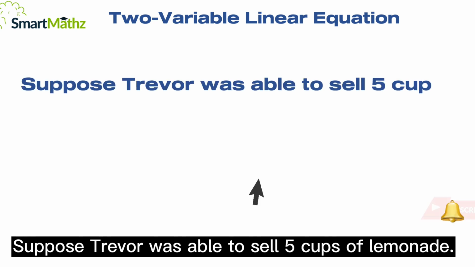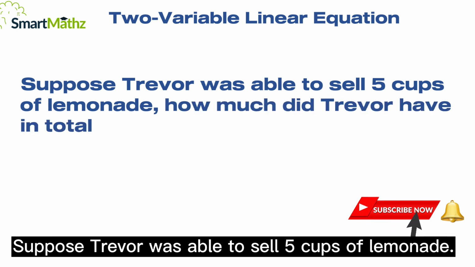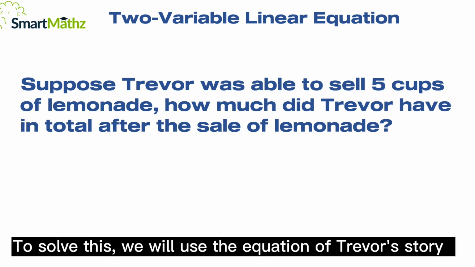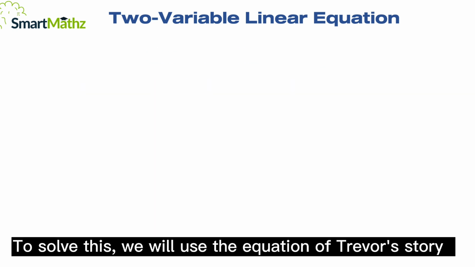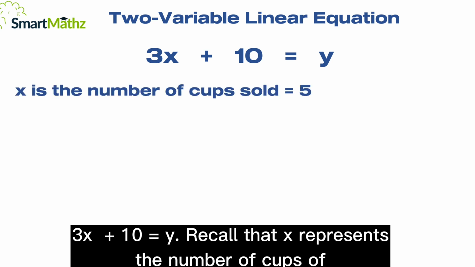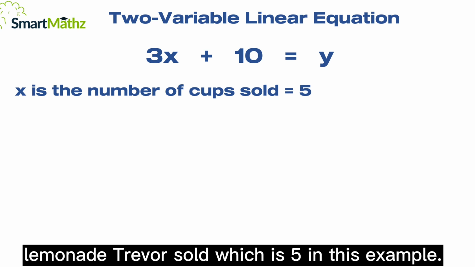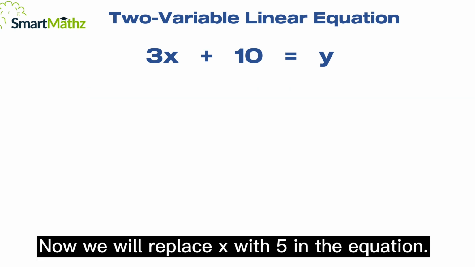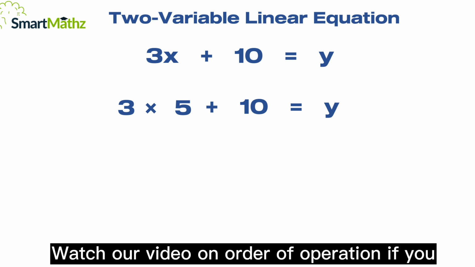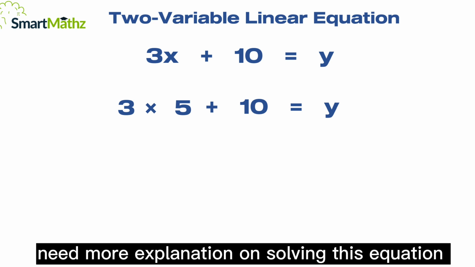Suppose Trevor was able to sell 5 cups of lemonade. How much did Trevor have in total after the sale of lemonade? To solve this, we will use the equation of Trevor's story, 3x + 10 = y. Recall that x represents the number of cups of lemonade Trevor sold, which is 5 in this example. Now, we will replace x with 5 in the equation, so we have 3 multiplied by 5 plus 10. Watch our video on order of operation if you need more explanation on solving this equation.